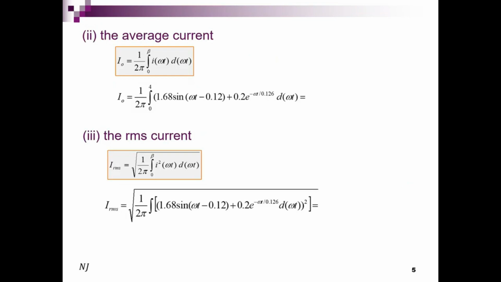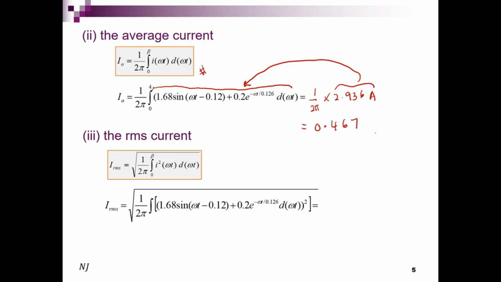Okay, for the average current, it is given by this formula. But don't worry, you can just use your scientific calculator to solve this problem. So by substituting all the parameters that you have, you will get 1 over 2 pi times 2.963 m. So this is actually from here. Okay, so finally you will get 0.467 amps.